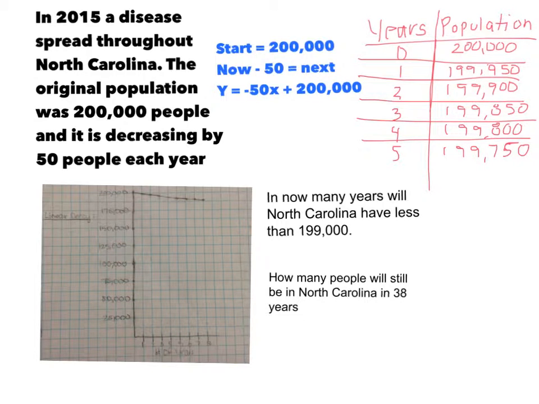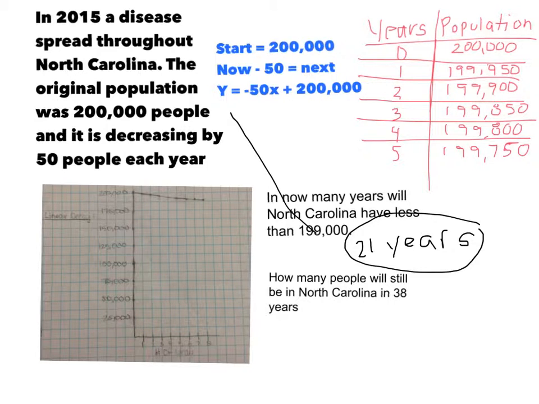And how many years will North Carolina have less than 199,000 people? Once you plug in 199,000 for y, you will get 21 years as your x value. How many people will still be in North Carolina in 38 years? To find this out, you have to plug in 38 for x, and once you figure this out, you will get 198,100 people.